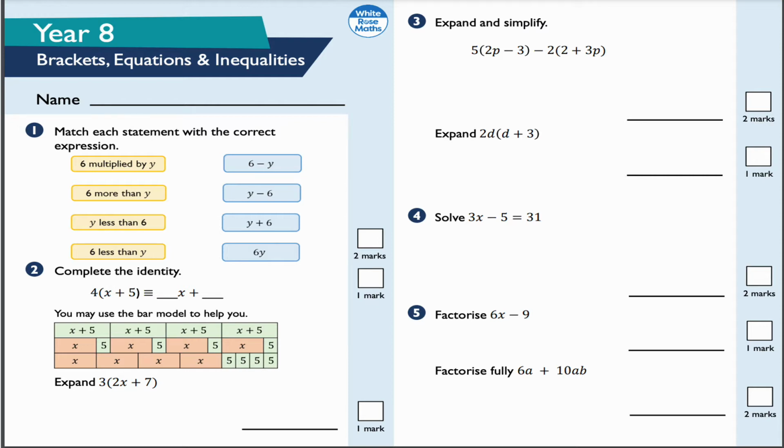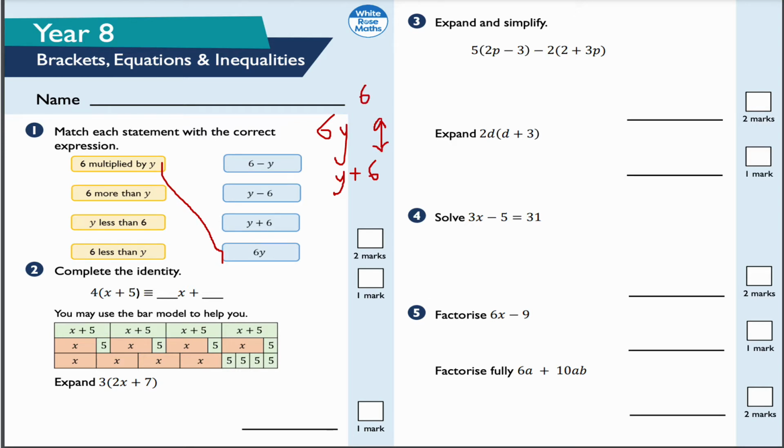We're going to start with question number 1. Match each statement with the correct expression. 6 multiplied by y looks like this, so it's written as 6y. So this one matches up with this one. 6 more than y is the same as saying y plus 6, or it might be written as 6 plus y. Either way is the correct convention.